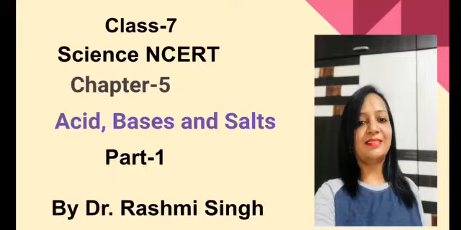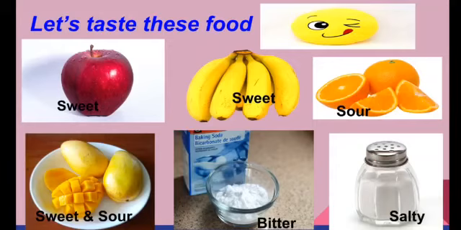So let's taste these foods. Here is some food for you to taste. First we have an apple. After tasting the apple, we get a sweet taste. After tasting a banana, we get a sweet taste. After tasting oranges, we get a sour taste. Correct? And what about the mango? Do you like to eat it? Yes, mangoes are sweet and sour. If it is raw, it will be more sour, but if it ripens, it will be sweet and sour in taste. Correct? And we all love to eat mango, right?